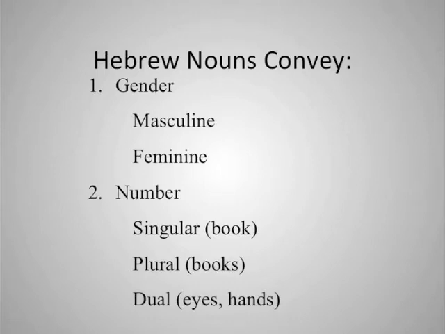All dual means is that there are two of something specifically. So the dual number is often associated with body parts that you would have two of, such as eyes or hands. So Hebrew would essentially spell nouns like this, meaning we could actually translate them in a way that they would mean two hands or two eyes or two feet, etc. So dual simply just means there are two of something.